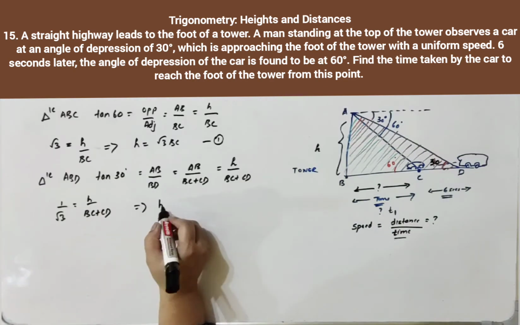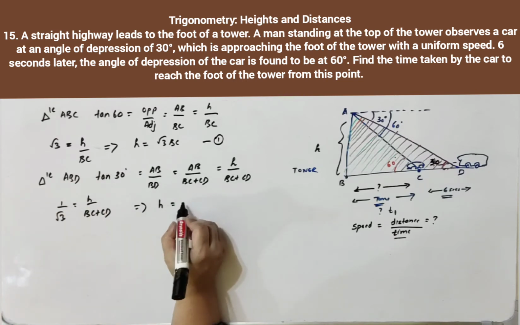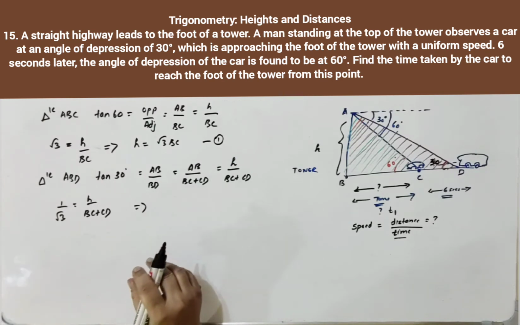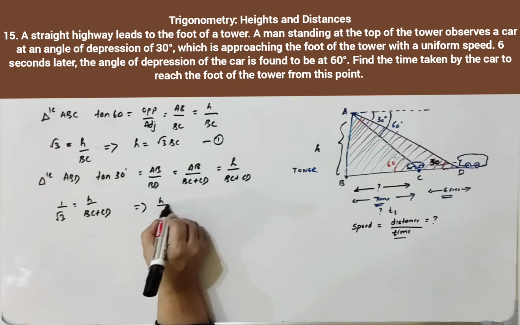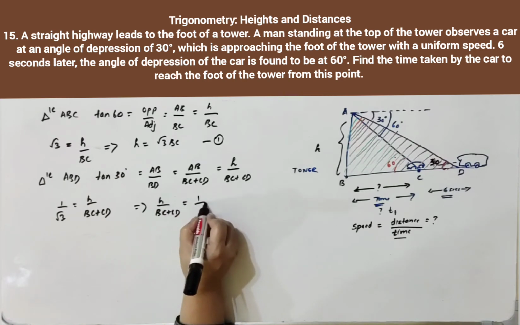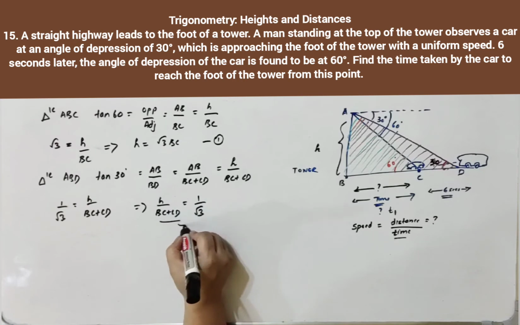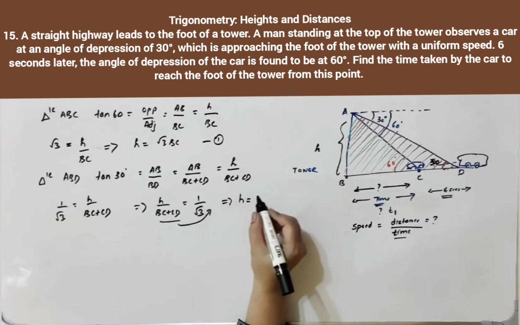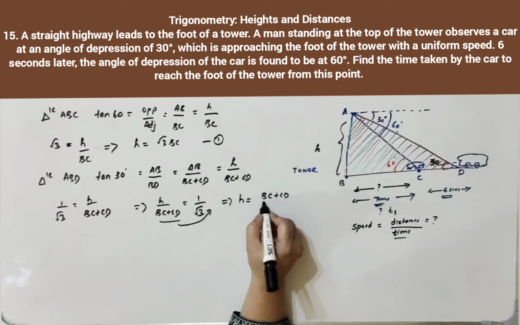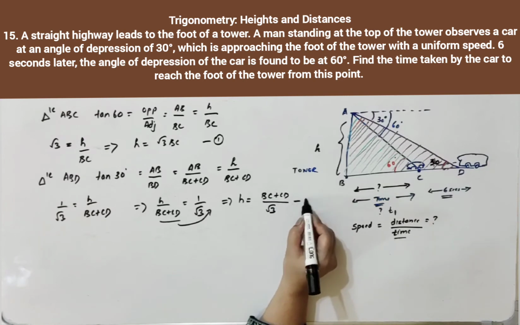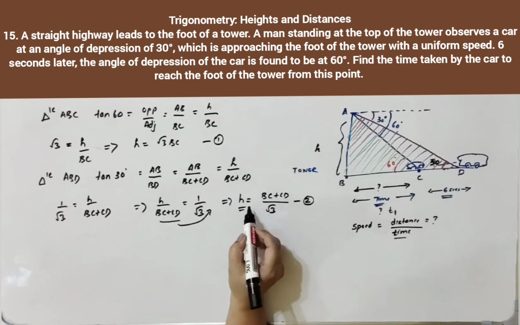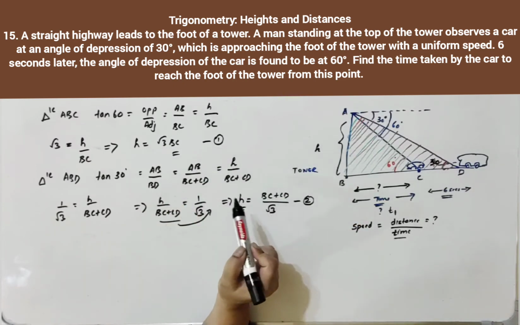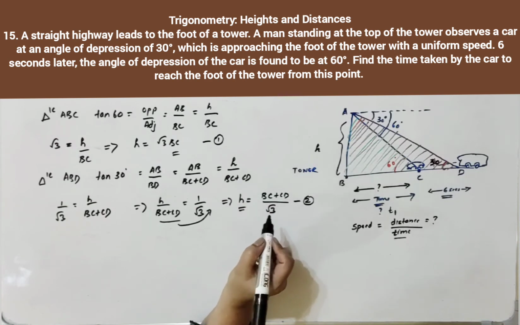So this will give H as, we'll move √3 to the other side. This is nothing but H by BC plus CD is equal to 1 by root 3. We'll shift this one to the other side. So we'll get H is equal to, when this goes to the other side, it comes in the numerator, so BC plus CD by root 3. This is equation 2. Now from 1 and 2, the height of the tower is going to be the same. LHS is the same in both equation 1 and 2.